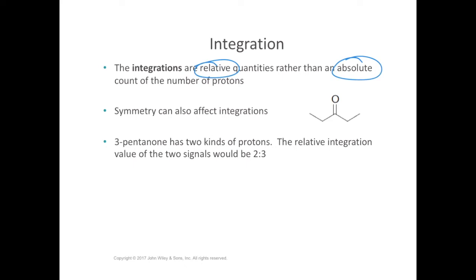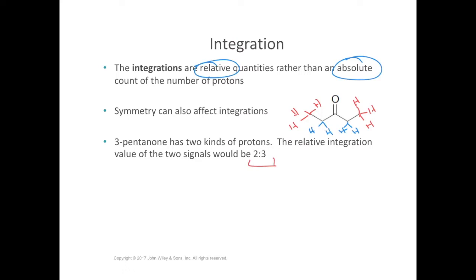So for example, if we look at 3-pentanone shown here, the protons in blue, all of those blue protons are equivalent to each other, so they give rise to one signal. And then the hydrogens in red, all 6 of those are chemically identical, so they give rise to one signal. So we would have 2 signals. So the relative integration between the blue to red protons would be 2 to 3.